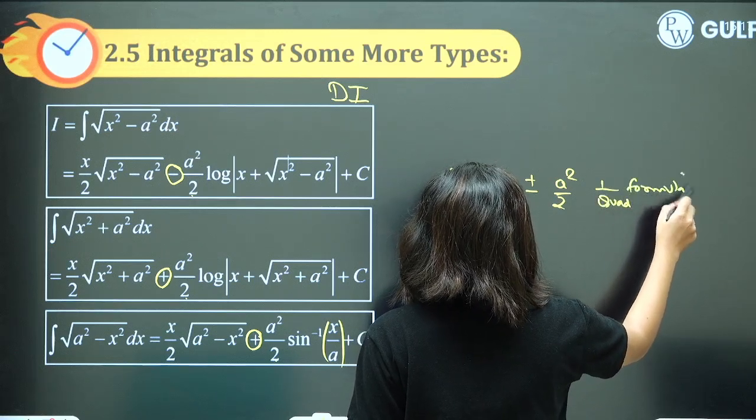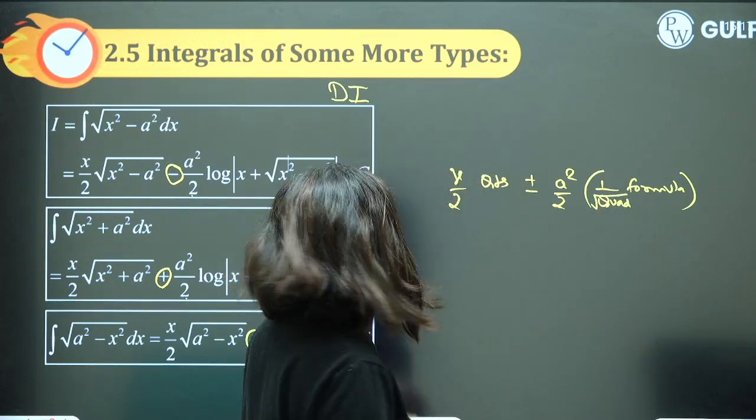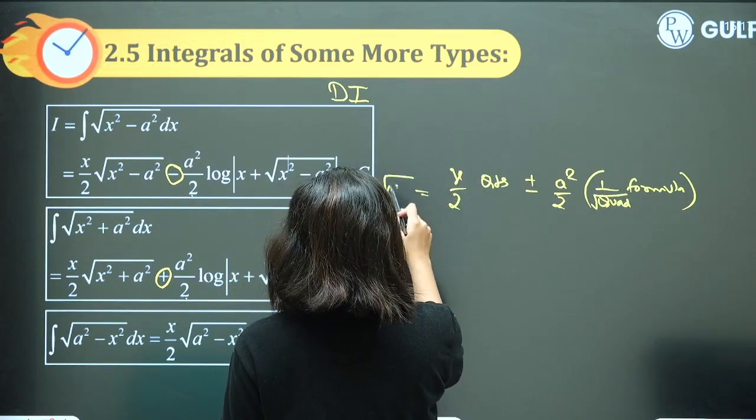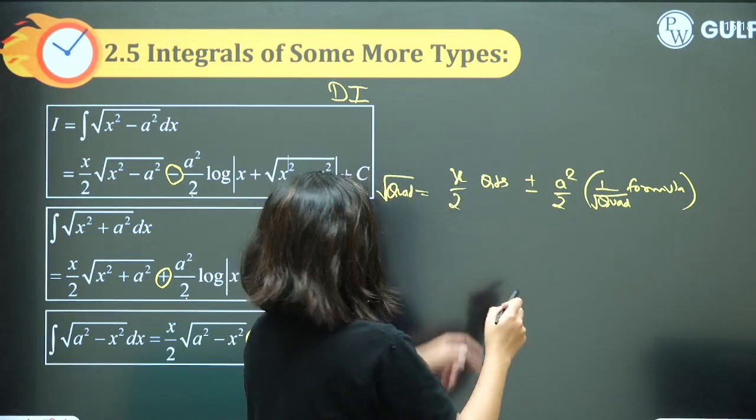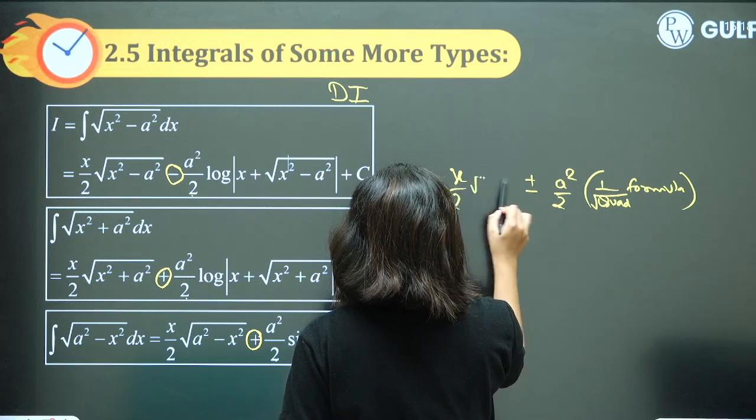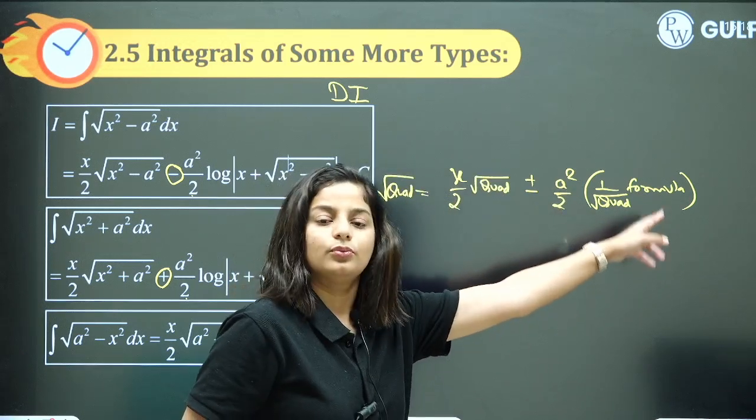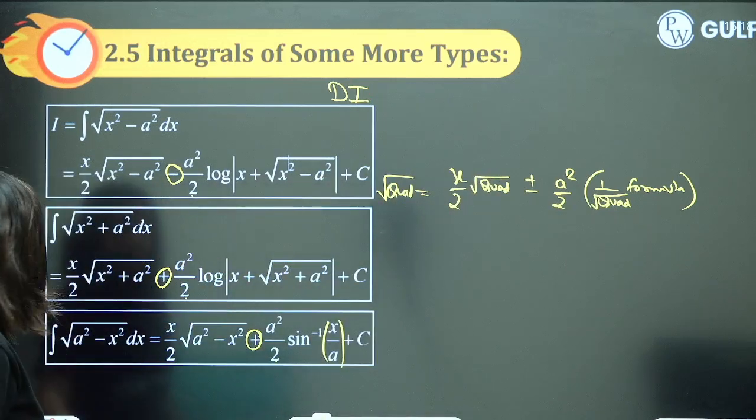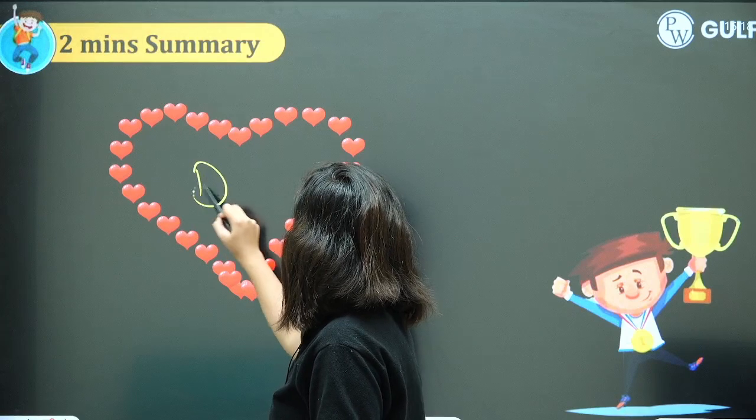Whatever formula you had there for 1 upon root of quadratic, the same you have to apply here. Okay, the root of quadratic formula is x by 2 times the question copied, that is you will copy root of quadratic plus minus a square by 2, then the quadratic form from there. That's how the complete chapter is over.